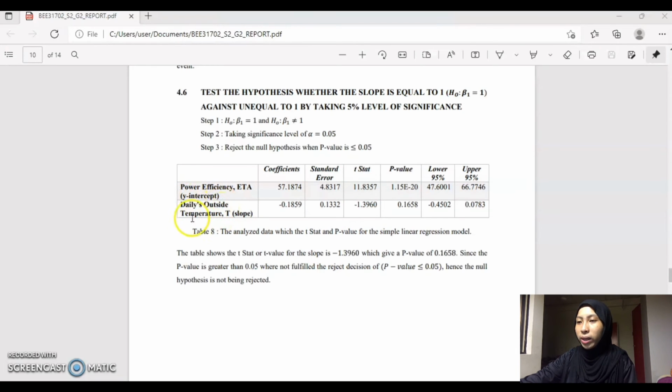We have the table of analysis data, which has more values here for power efficiency EPA, y-intercept, and daily outside temperature. So we just need to focus on the t-stat and p-value. The t-stat, or we call it the t-value, for the slope is negative 1.3960, which gives a p-value of 0.1658. Since the p-value is greater than 0.05, we do not fulfill the rejection condition that the p-value must be less than or equal to 0.05. So the null hypothesis is not rejected.